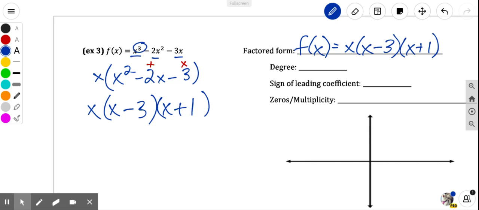Our degree is 3, which is odd. The sign of leading coefficient is positive. Zeros in multiplicity, we have 0 multiplicity 1, 3 multiplicity 1, negative 1 multiplicity 1.